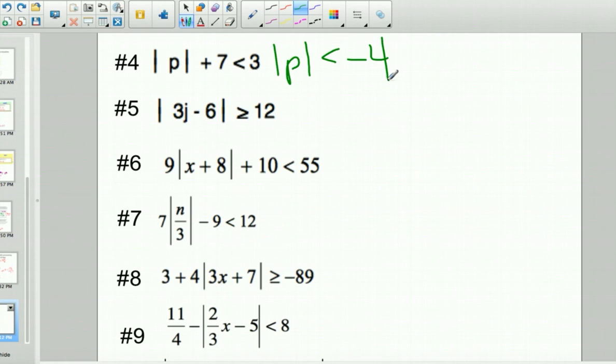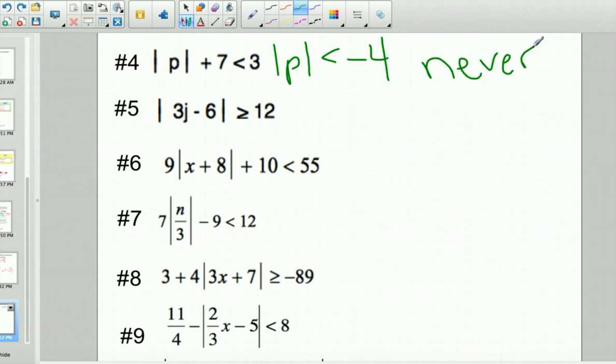The absolute value, the numbers have to be 0 or positive. That's the only possibility for an absolute value. So if you have an absolute value and it's trying to tell you that it's going to be less than -4, meaning a negative number that's even smaller than -4, that's not possible. So you're going to get an answer of never, right?